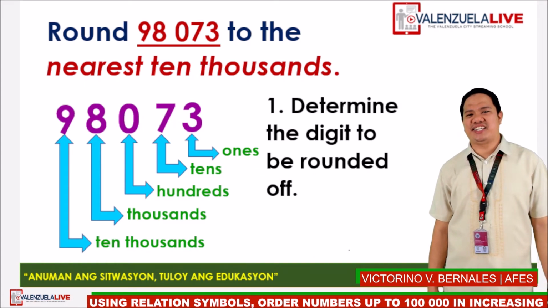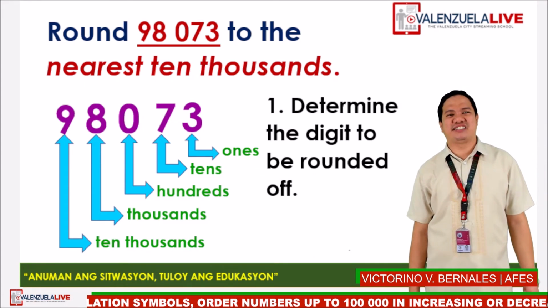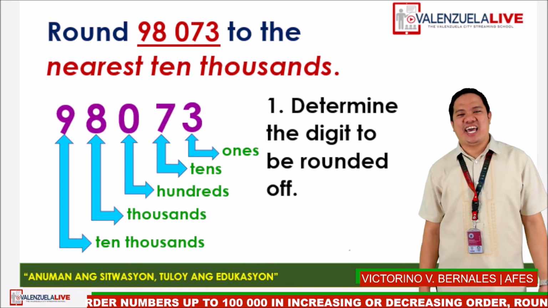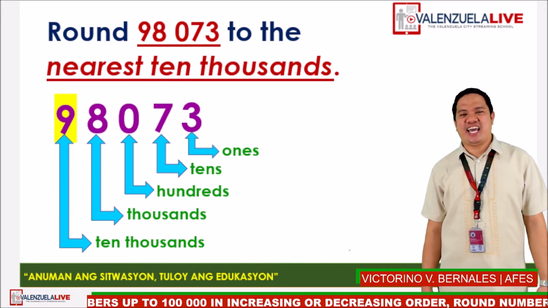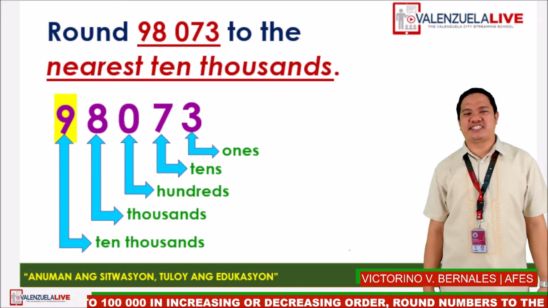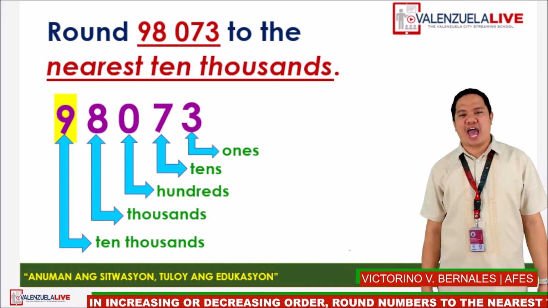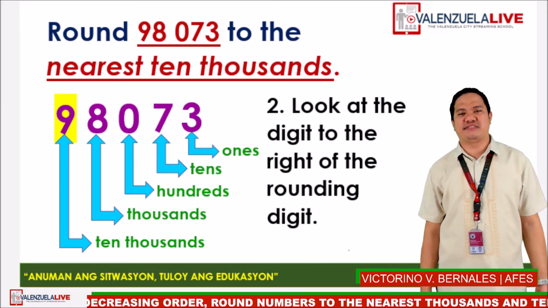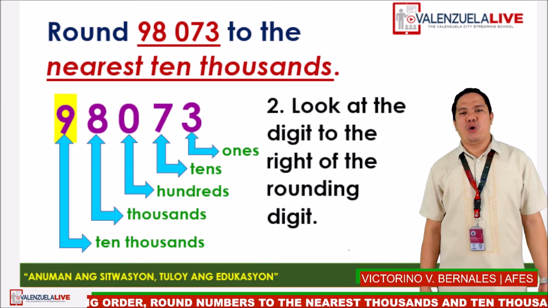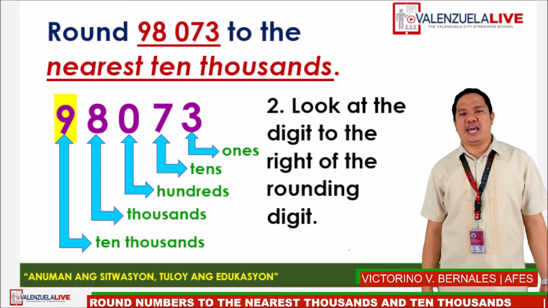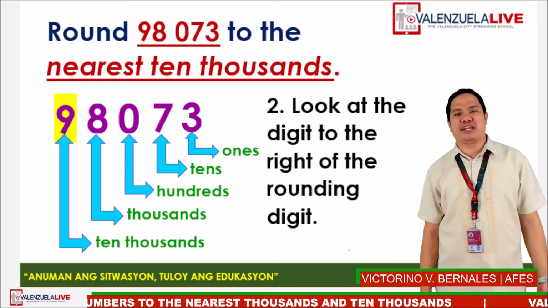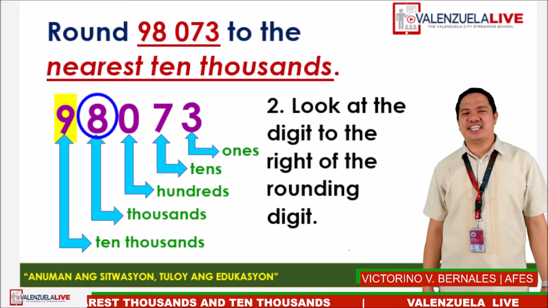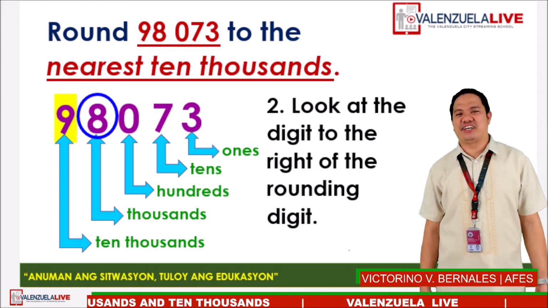What digit is in the 10,000s place? Exactly. 9 is in the 10,000s place. Then, we have to look at the digits to the right of the rounding digit. What digit is at the right of 9? Very good. 8 is at the right of 9.